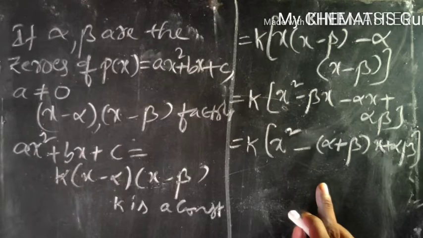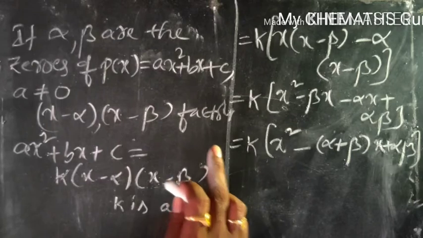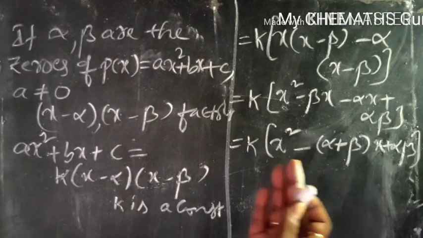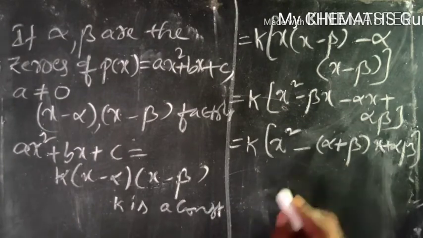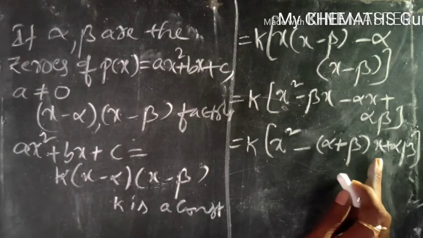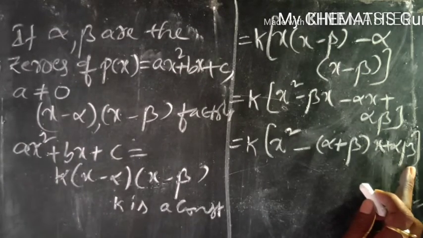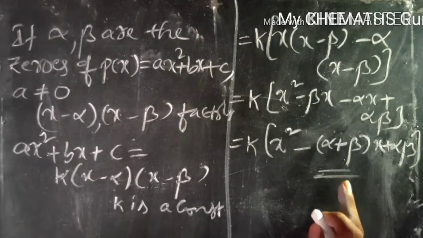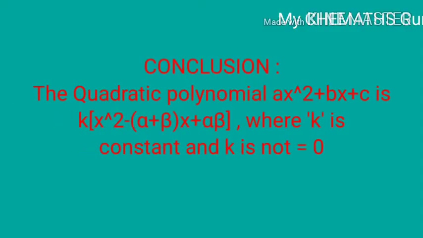where alpha and beta are the zeros of the polynomial ax square plus bx plus c. That means if you know the zeros of a polynomial, we can find the required polynomial. If you know the zeros, we can find the quadratic polynomial by using this formula. If you observe here, the x coefficient is alpha plus beta including the minus sign, and the constant term is alpha beta. Is it clear? By using this formula, we can find a quadratic polynomial with the zeros given. If zeros are given, you can find a quadratic polynomial. Here is the conclusion of what we have learned till now.